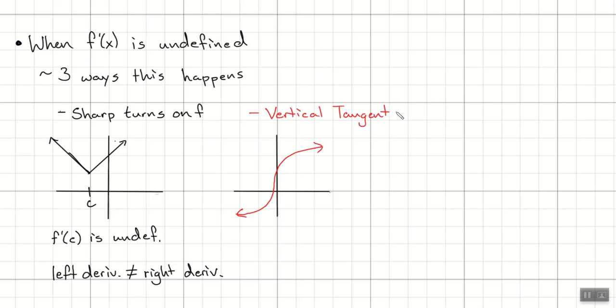At a vertical tangent. This last one is kind of like a sharp turn, but it has a very specific name. The last one, did this picture make sense with the vertical tangent? I would maybe sketch it and say undefined, if you want to. Undefined f prime of c.